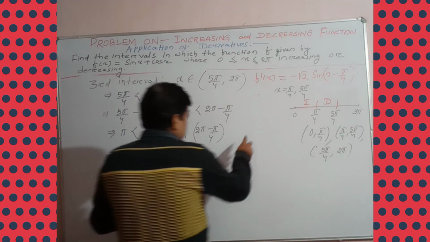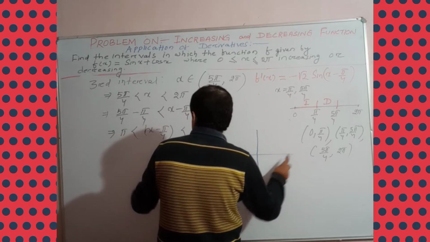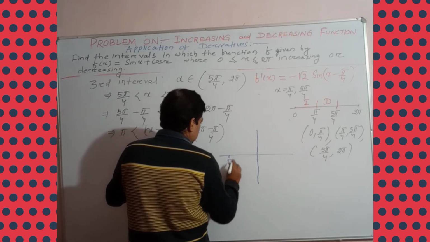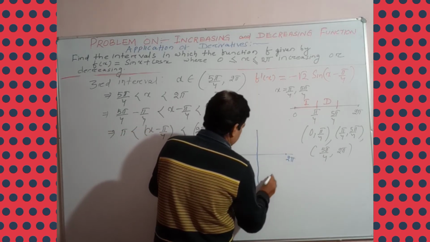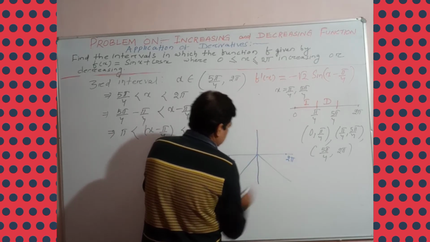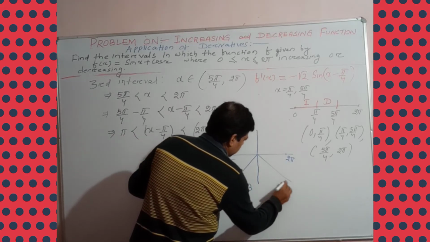Look at here. And this is what? Pi. It means that x minus pi by 4 lies between pi and 2 pi. This angle is 2 pi and pi by 4, meaning which quadrant? Third quadrant and fourth quadrant. The angle lies in the third quadrant and fourth quadrant.